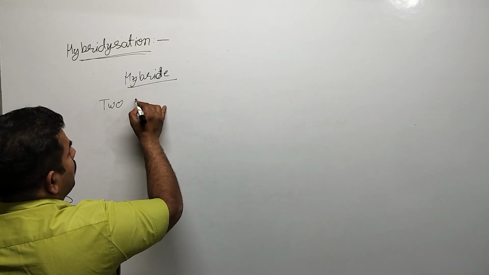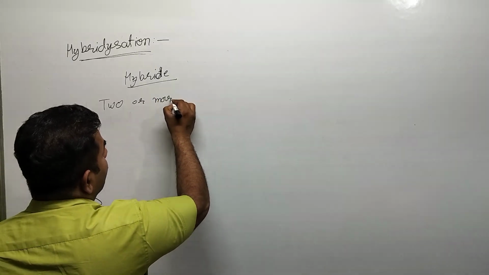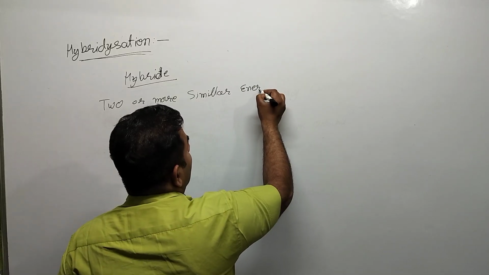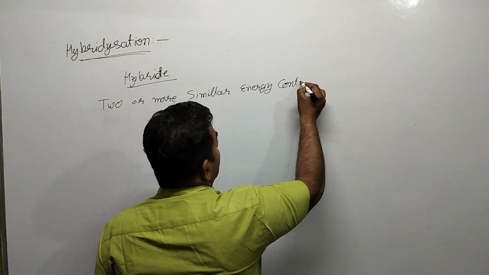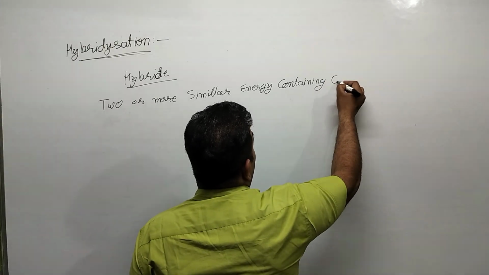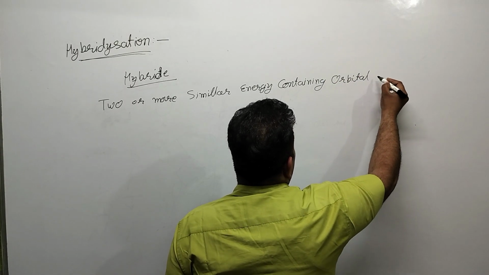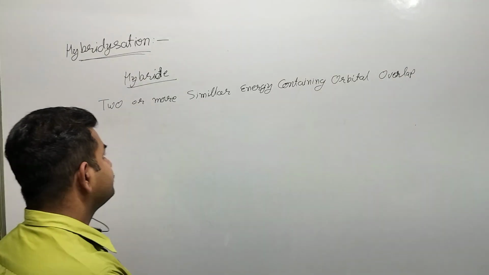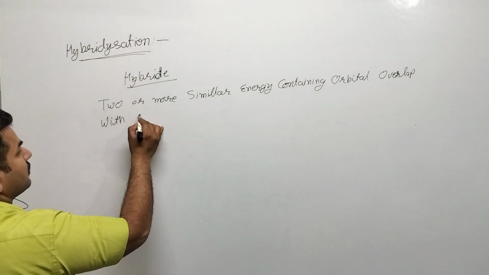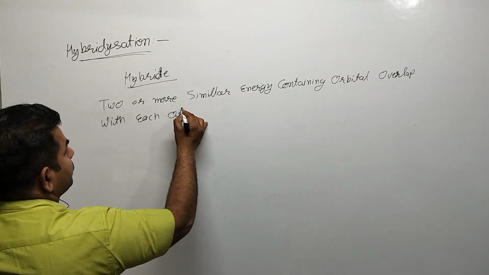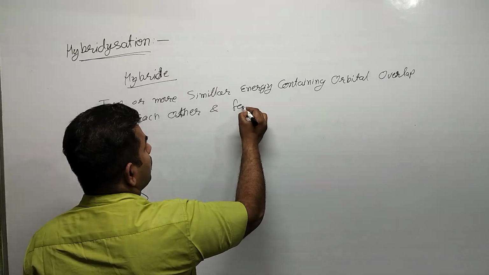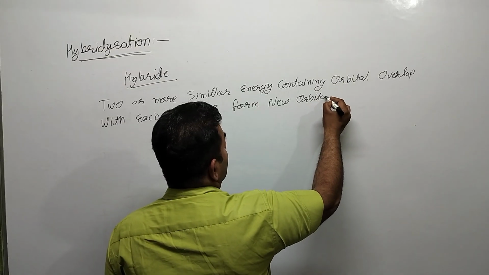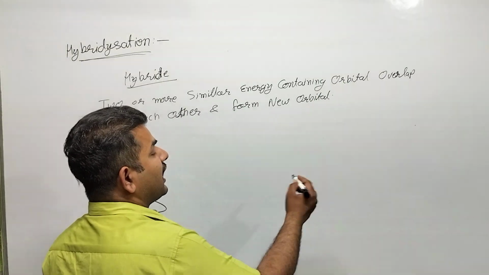two or more similar energy containing orbitals overlap with each other and form new orbitals. The new orbital is called a hybrid orbital.